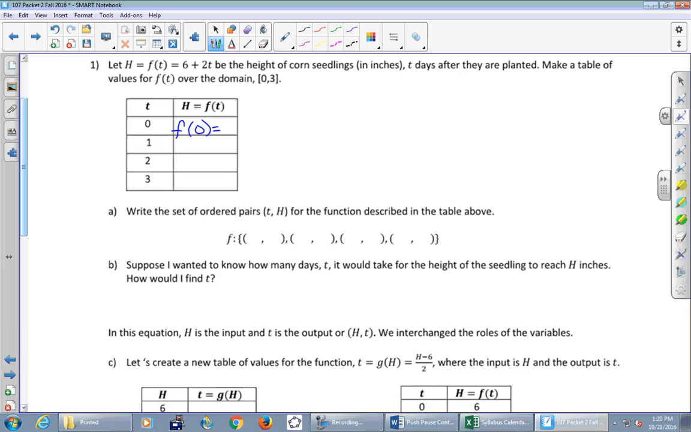Plugging 0 there, so 2 times 0, that's a 6, is good. And then we plug 1 in for the t, 6 plus 2 times 1, that's 8. And I think the next ones are 10 and 12. Yep. Okay, and then part A says write ordered pairs t comma h for the function described up above. So here we're just copying the first ordered pair is what comma what? 0 comma 6. That's it. So go ahead and fill in the other 3 based on the table.